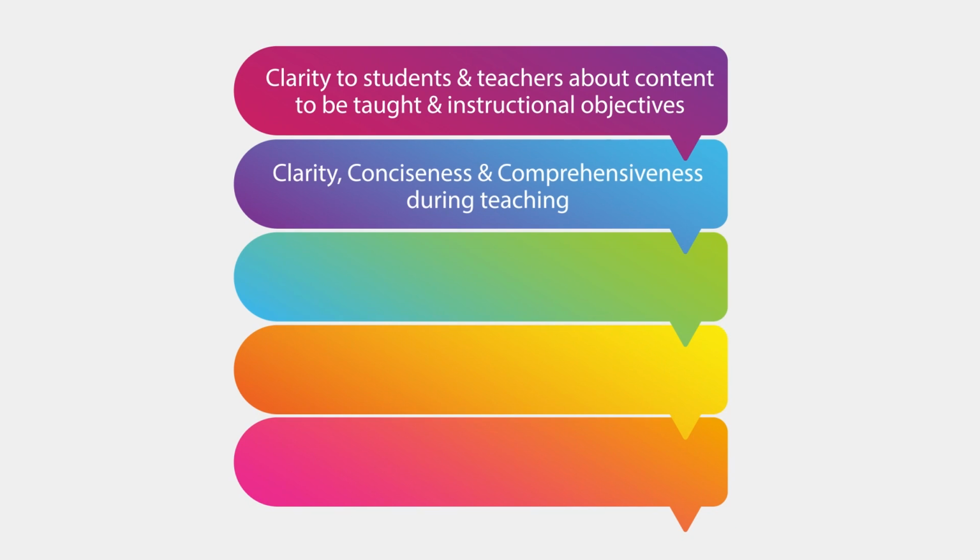There must be clarity in the teaching learning process. There must be conciseness. The teaching should not be a vague process. It should be a comprehensive process. You must be very comprehensive while teaching in the classroom. And if you are concise, if you are comprehensive in the classroom, you will definitely adopt an effective teaching style.